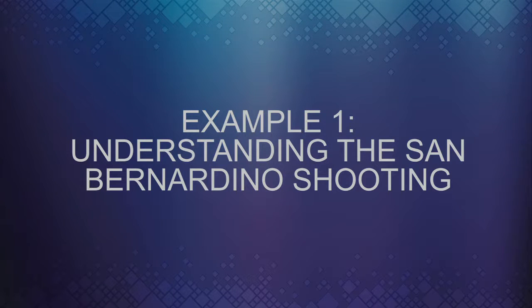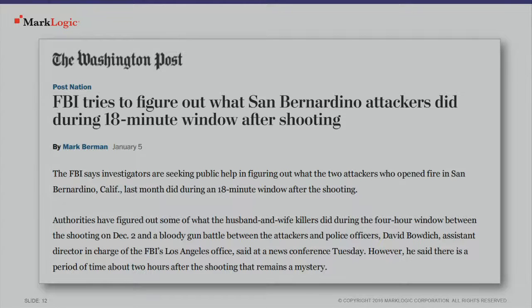One example, when we were starting to put this together, we were looking back at the San Bernardino shooting, which happened in San Bernardino and Redlands, where Esri is headquartered, actually pretty proximate to each other. One of the articles that came out in January, a mouthful of a headline, tries to figure out what the San Bernardino attackers did during the 18-minute window after the shooting. I actually selected this before the whole Apple iPhone decryption matter, but believe me, that 18-minute window was a big part of what they were trying to do.